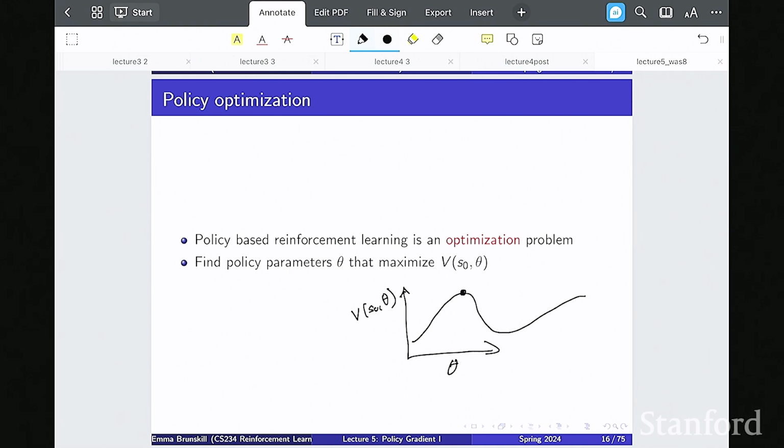This is an optimization problem, but it's a hard optimization problem because we don't have that function. You can only estimate it through data. And so you can imagine you start off with no idea how theta maps to V, and then you have to learn that over time.